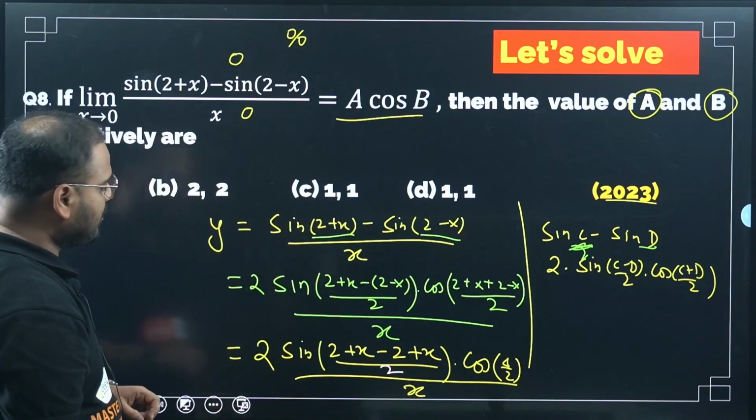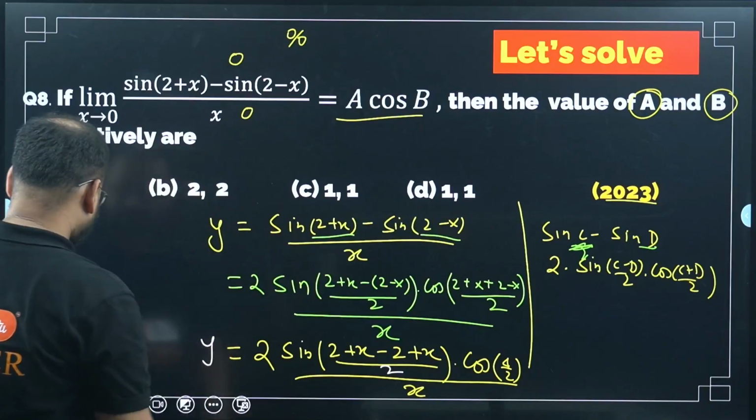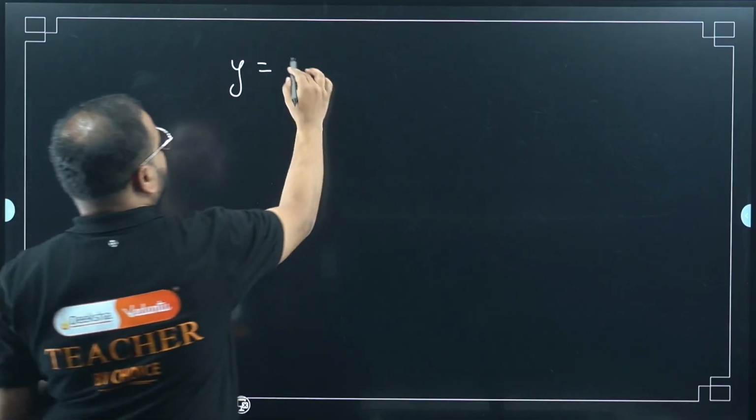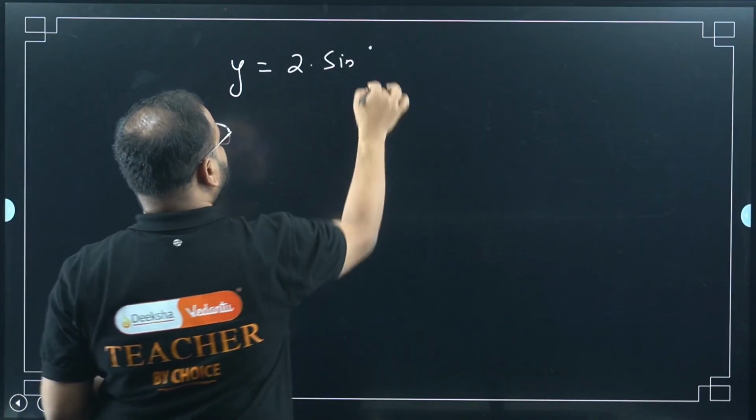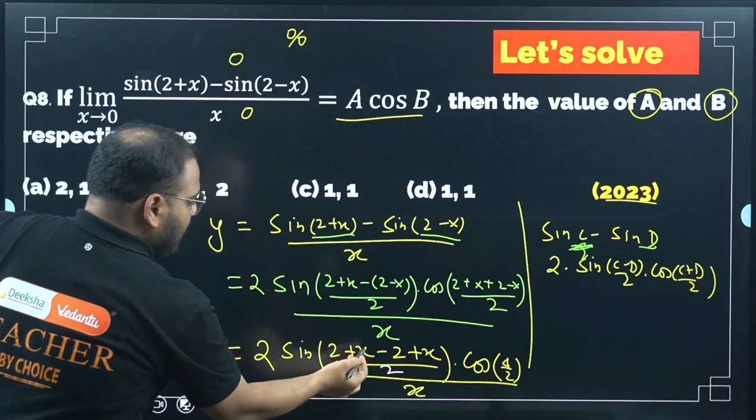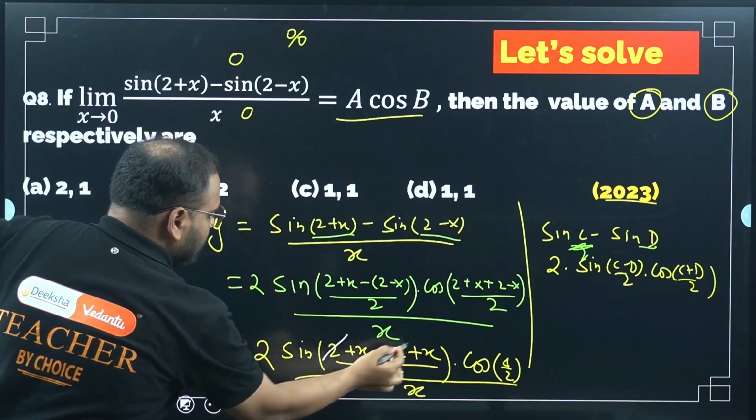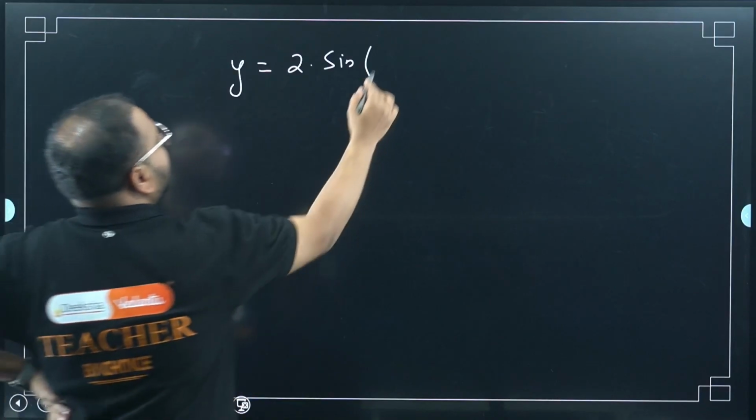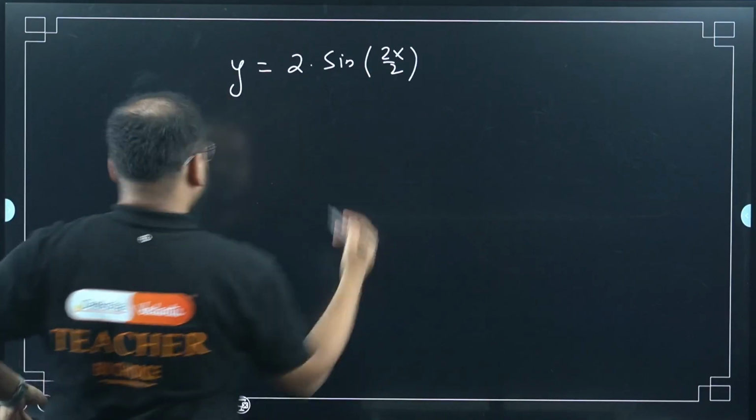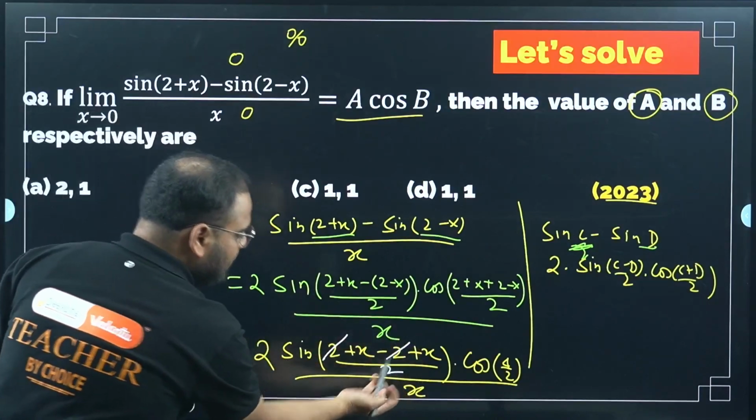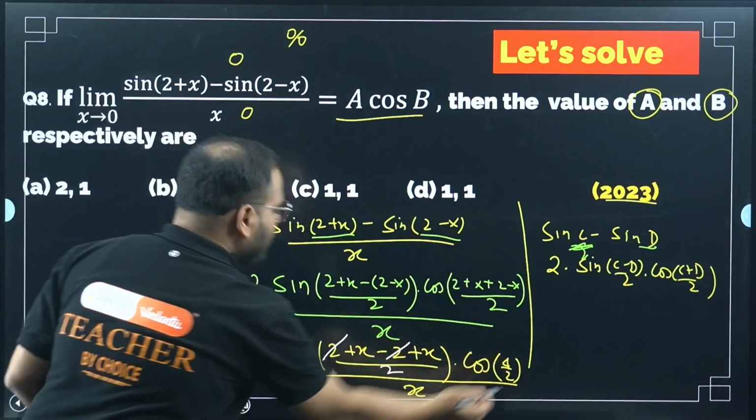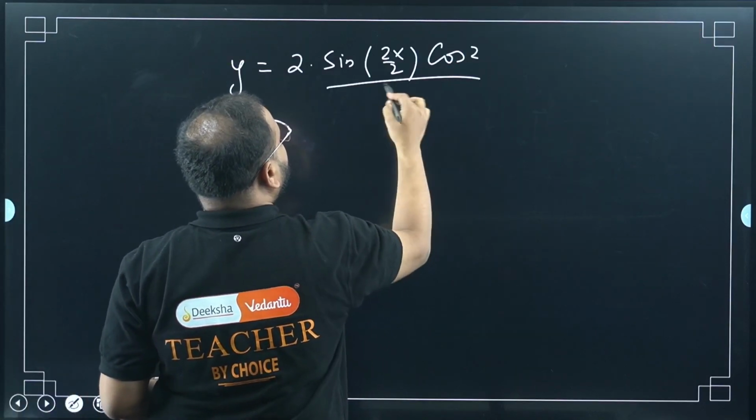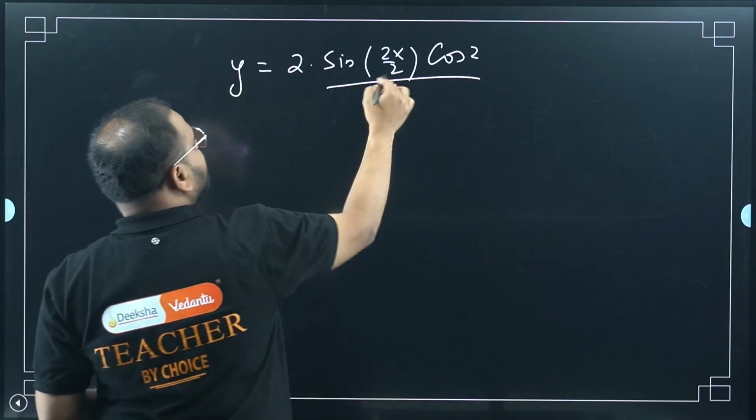So if you check here, I will get y value, I'll write it in the next slide, y value will be equal to 2 sine, please check, 2 plus x minus 2, so I can write, cancel this 2 and 2, so I'll have only x plus x, which will be 2x by 2, please check, 2x and divided by 2 is there. Now what is the next one? Cos 4 by 2, nothing but simply cos 2, divided by x. Okay, so cancel this 2 and 2.